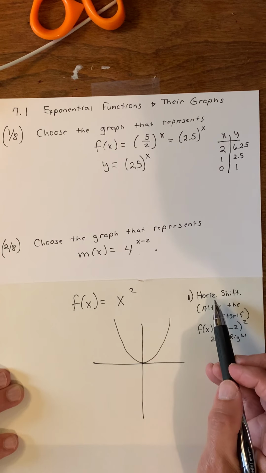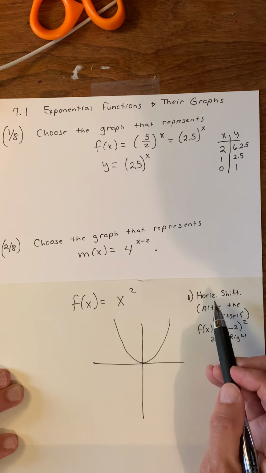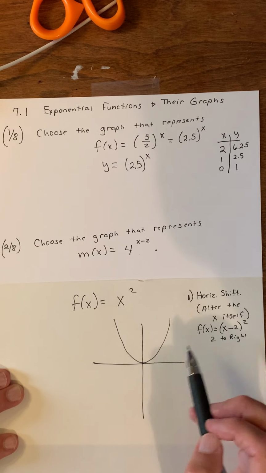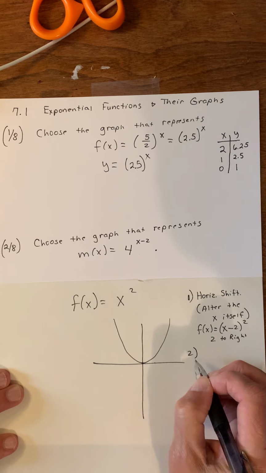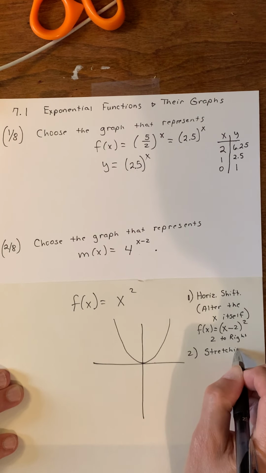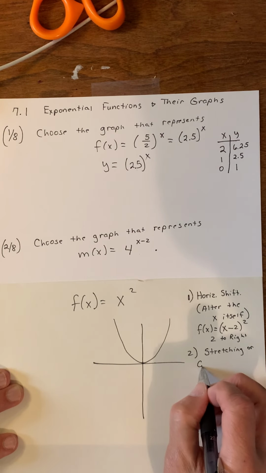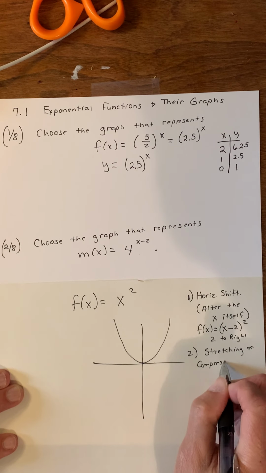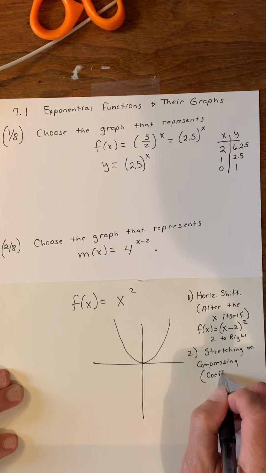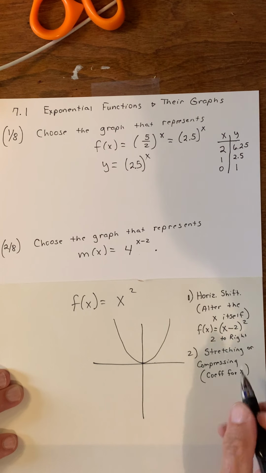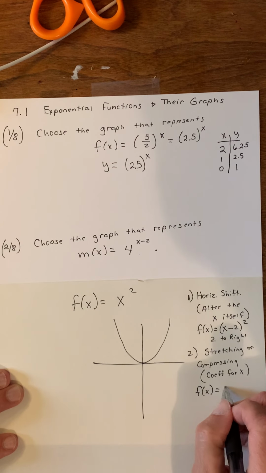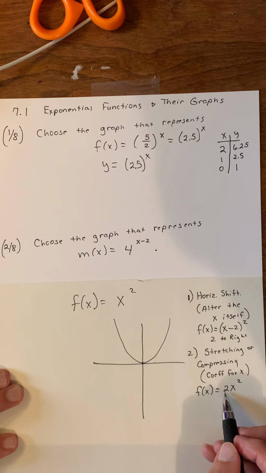And remember, I have to look for these transformations in an order. First thing I look for, horizontal shift. Is the x itself altered? Second thing I look for is a stretching or compressing. That's when there is a coefficient for x, a number in front of x. For instance, f of x equals 2x squared, a coefficient in front of x.